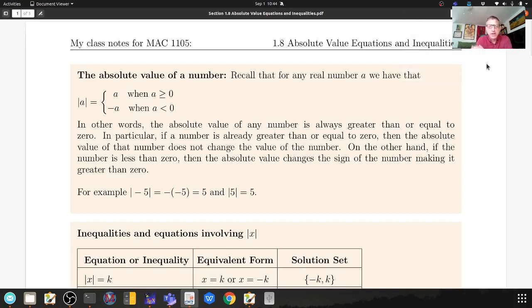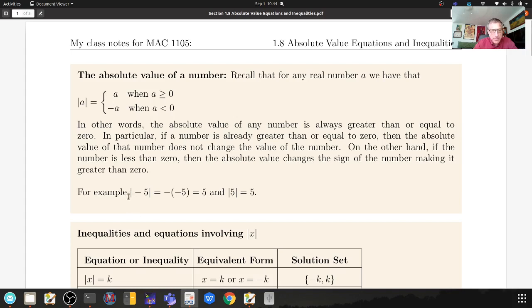Okay, let's look at 1.8 absolute value equations and inequalities. So we're just going to remind you the definition of the absolute value of a number. The absolute value of a number is denoted by that number, so let A be any real number. When we put A between two vertical bars, that denotes the absolute value, and it's defined to be just the number itself if A is greater than or equal to 0, but it's minus that number when A is less than 0.